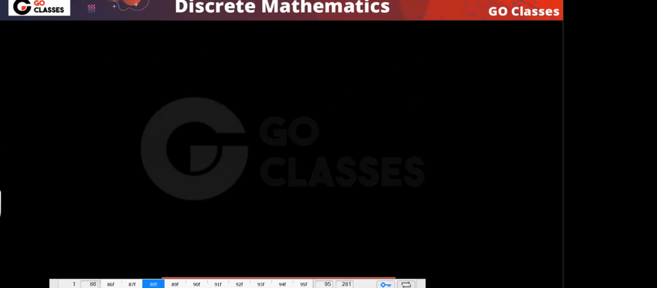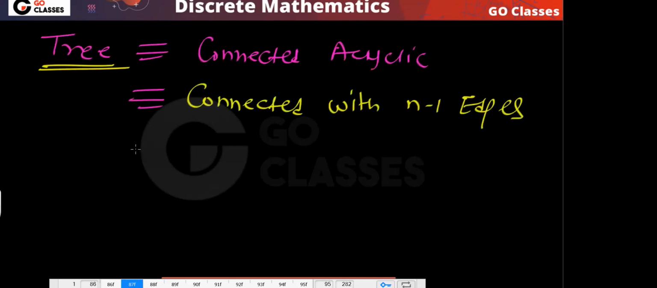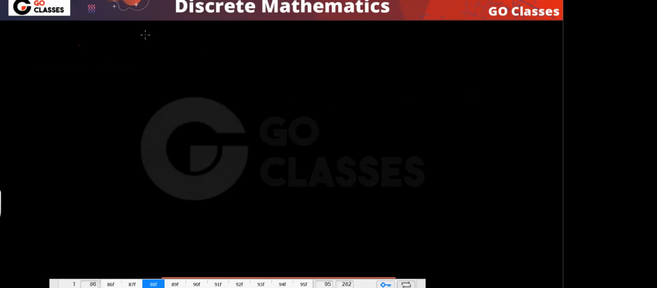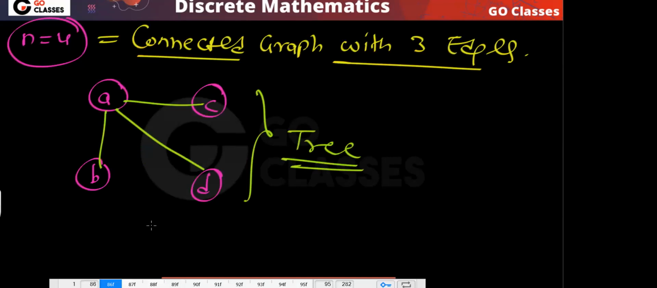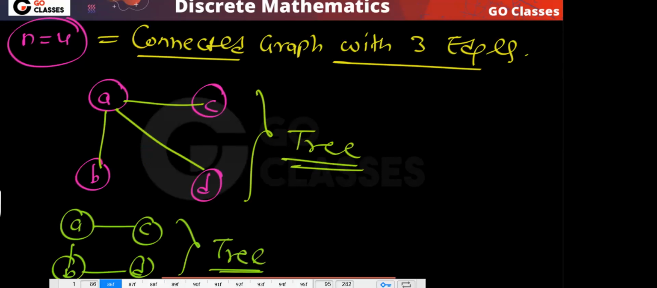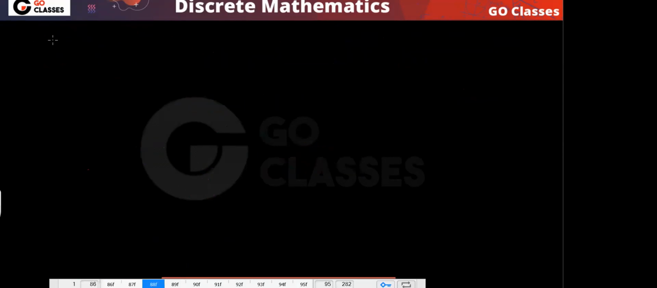Now let's see one more thing. Tell me one more thing. No problem, you will get a tree. The point is simple: you can create whatever you want, whatever connected graph you create with 3 edges, you will get a tree, right?